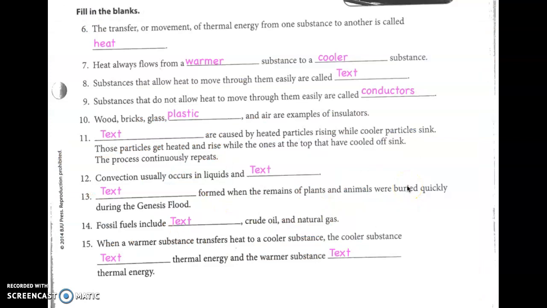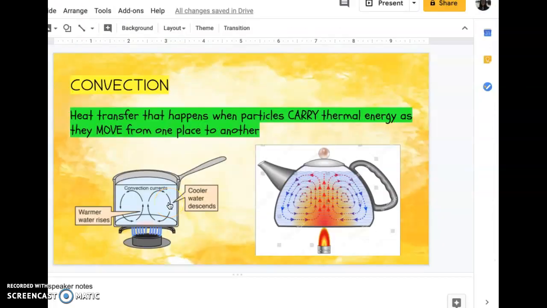11. Blank are caused by heated particles rising while cooler particles sink, going down. Those particles get heated and rise while the ones at the top that have cooled off sink. So basically it moves around a lot, right? The process keeps going on. What is that called? Think about the boiling water when you make ramen, right? It's convection currents.